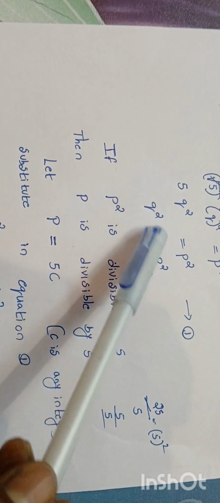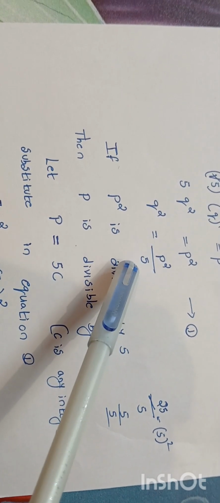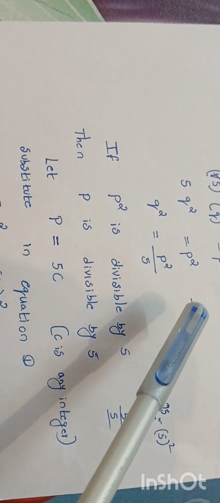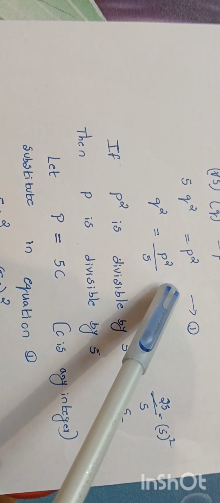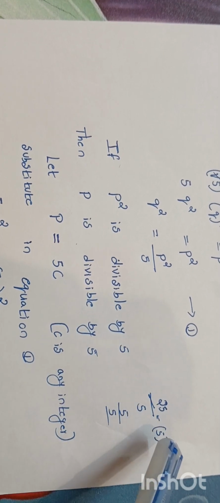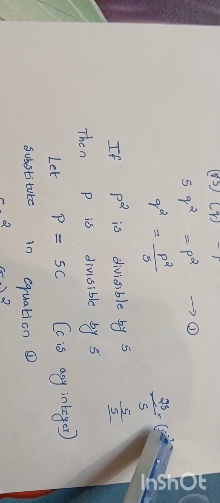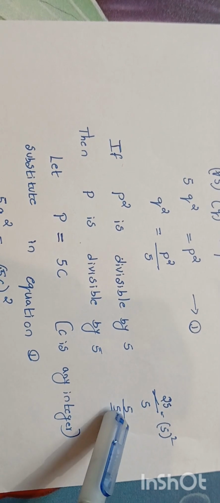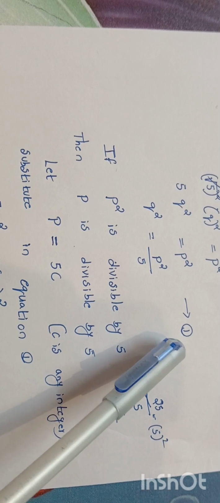By sending this 5 to this side, we will get Q square is equal to P square divided by 5. If P square is divisible by 5, then P is also divisible by 5. For this, the best example is, if 5 square, 25, is divisible by 5, then 5 is also divisible by 5. Now write this equation as 1.